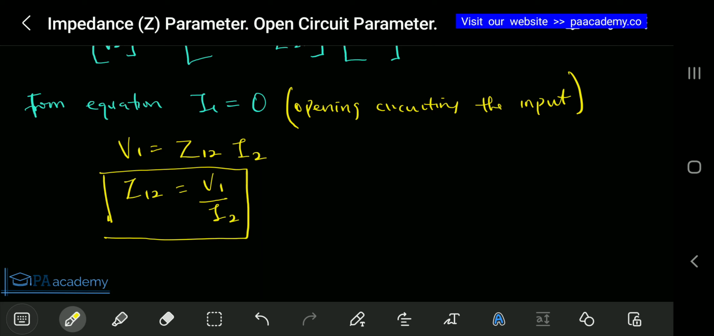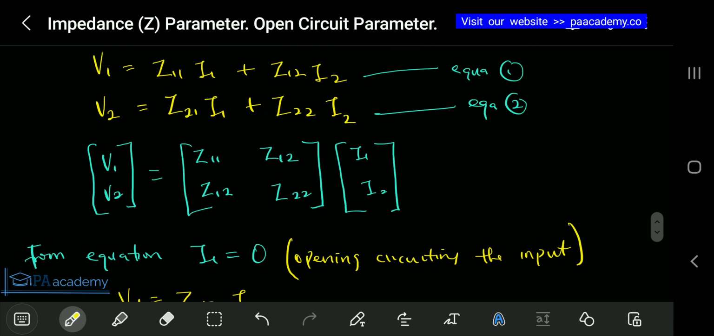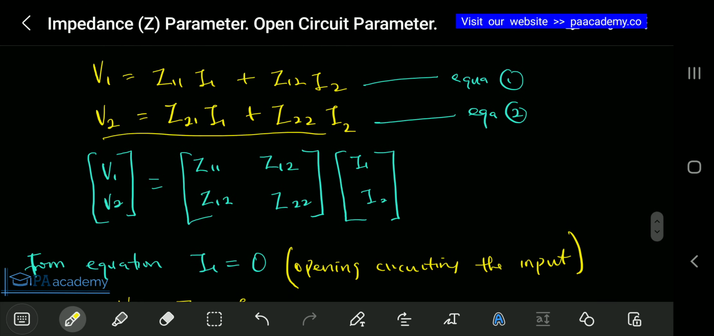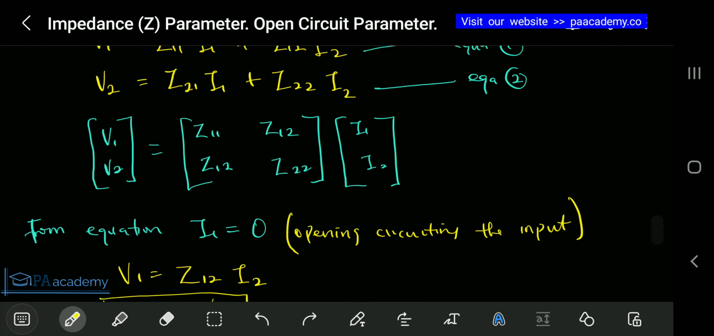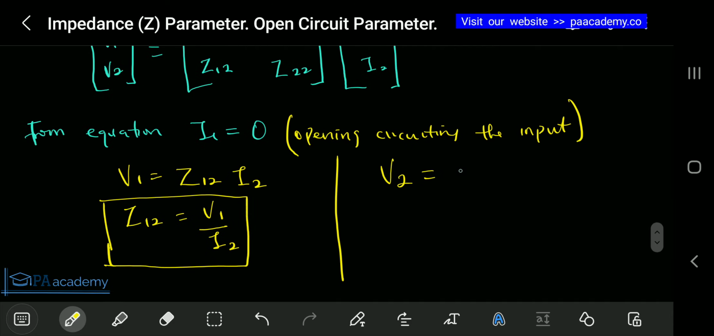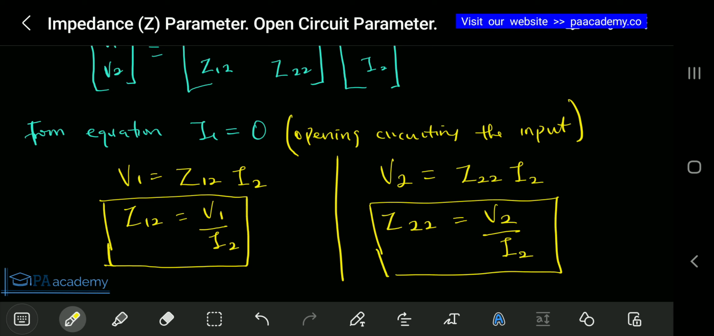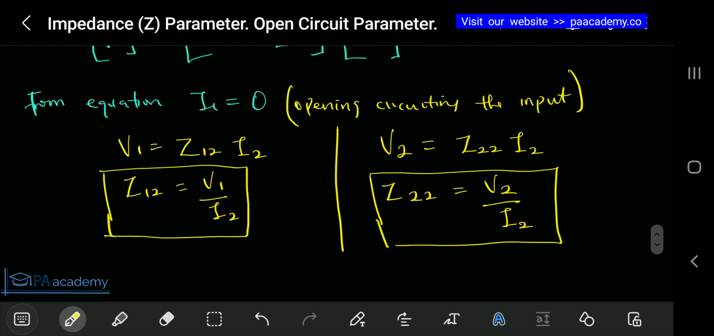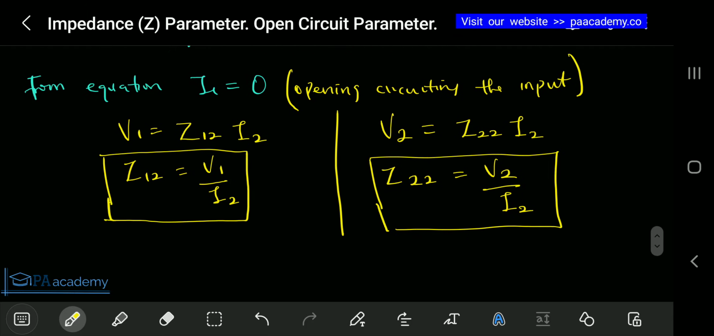If you do the same thing to equation 2, where I1 is equal to 0, then V2 will be equal to Z22 I2. That means our Z22 will be equal to V2 over I2. Take note of this also. Okay, so this is when we make I1 0.